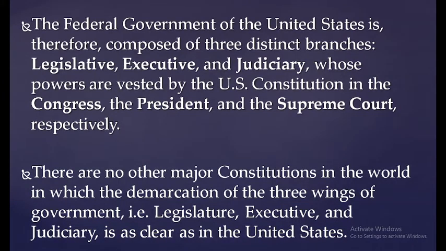The federal government of the United States is therefore composed of 3 distinct branches: legislative, executive, and judiciary, whose powers are vested by the US Constitution in the Congress, the President, and the Supreme Court respectively. There are no other major constitutions in the world in which the demarcation of the 3 wings of government, that is, legislature, executive, and judiciary, is as clear as in the United States.